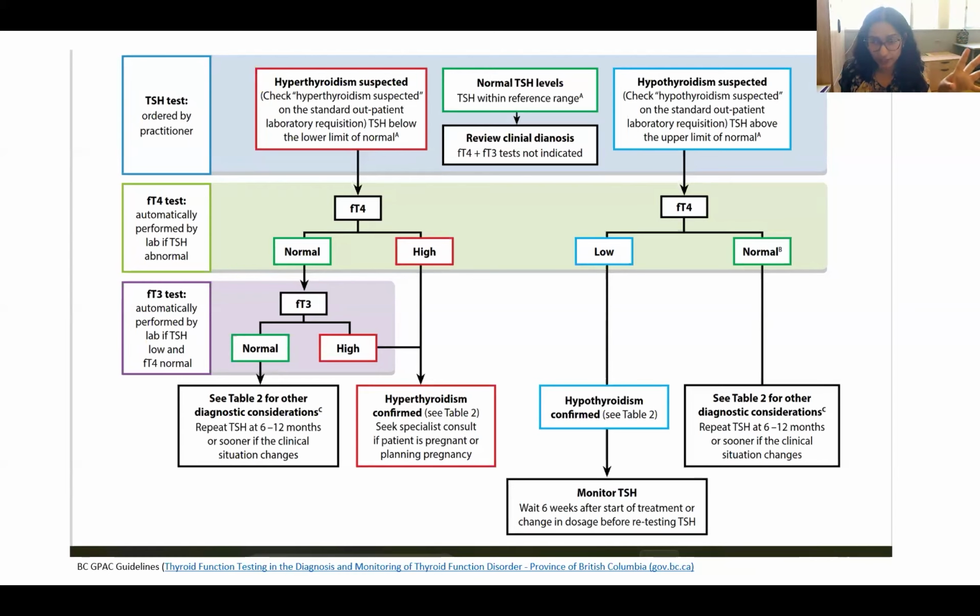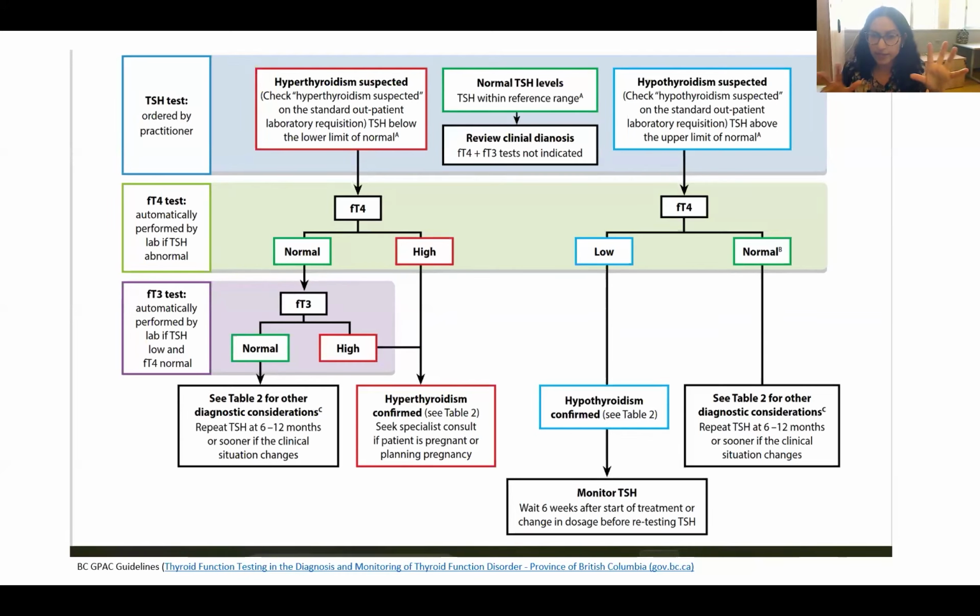When it's hyperthyroidism, TSH is suppressed. You're going to do a free T4. If it's high, it's hyperthyroidism, and you're done. If free T4 is normal, that's not what you expected, then you would do a free T3. And if the free T3 is high, great, hyperthyroidism is confirmed. But if it's normal, then you'll think about other things, and we'll talk about that again in more detail.